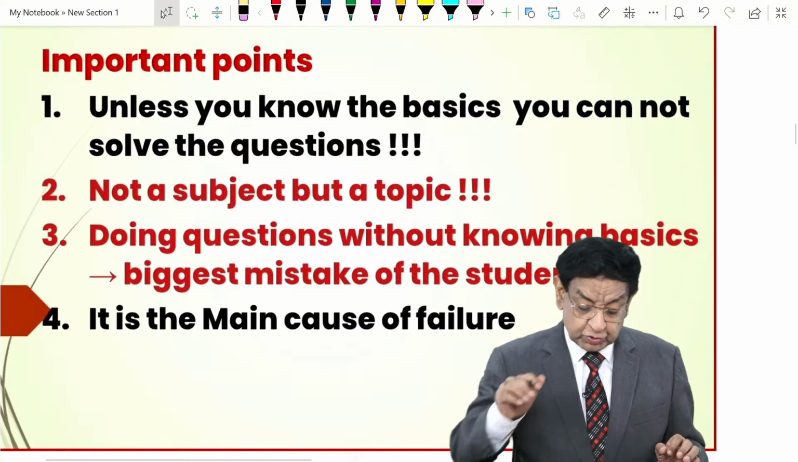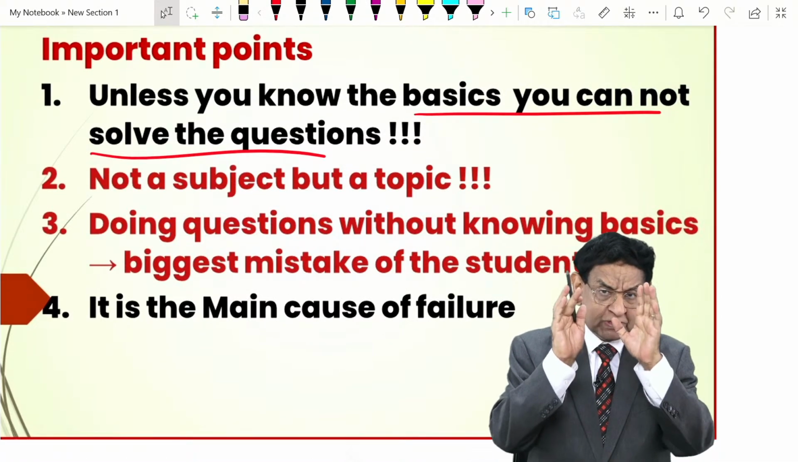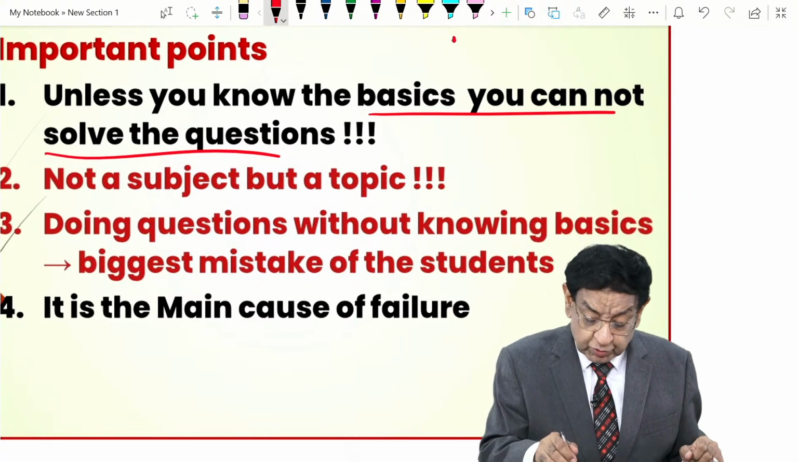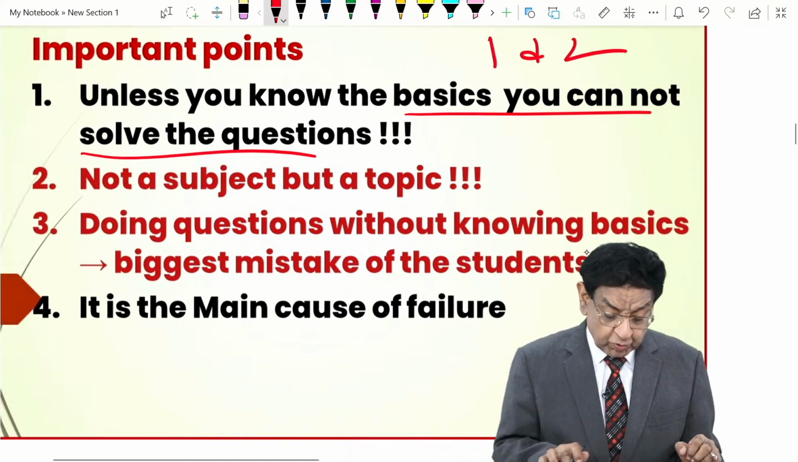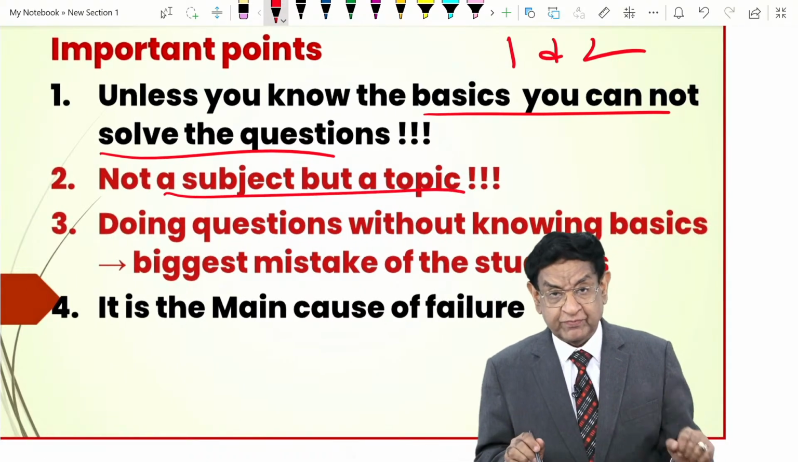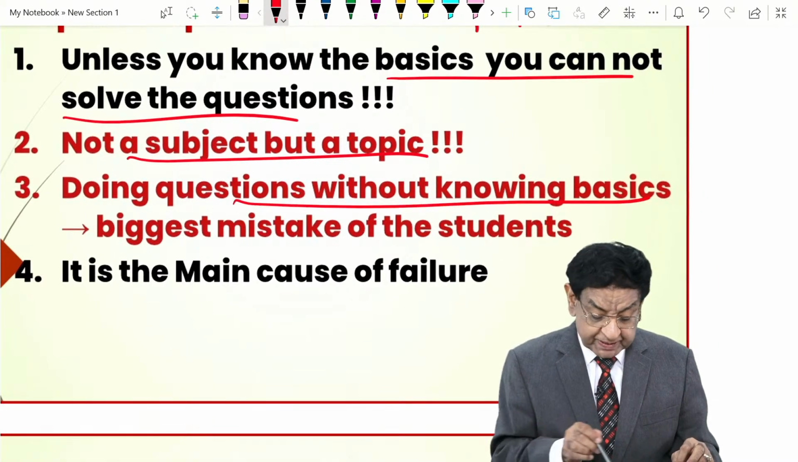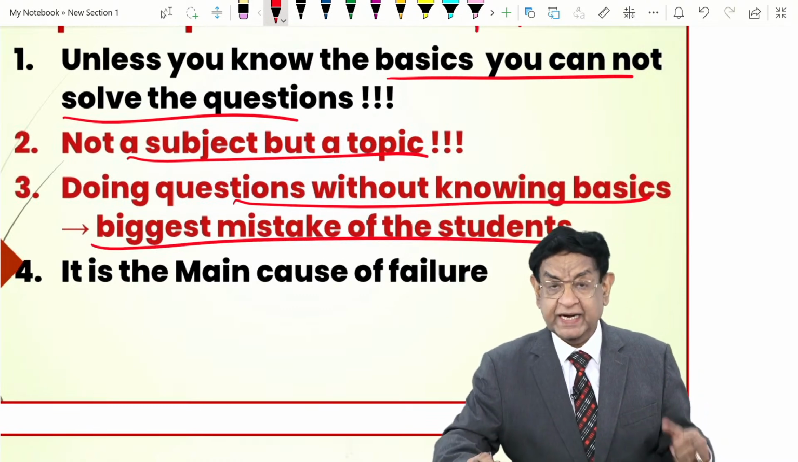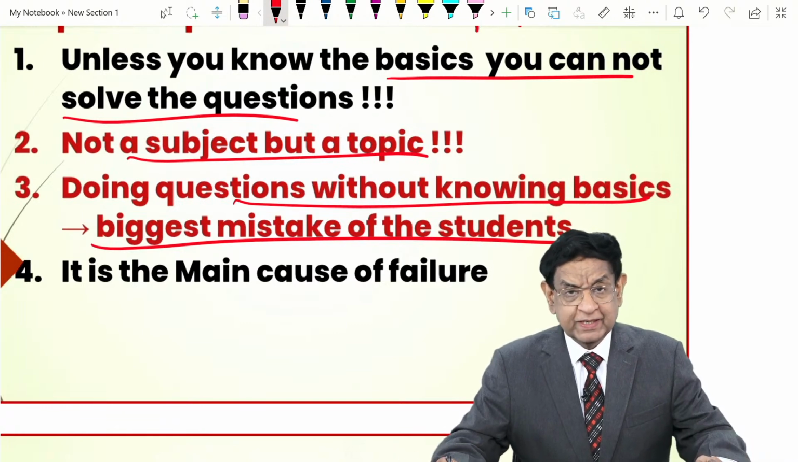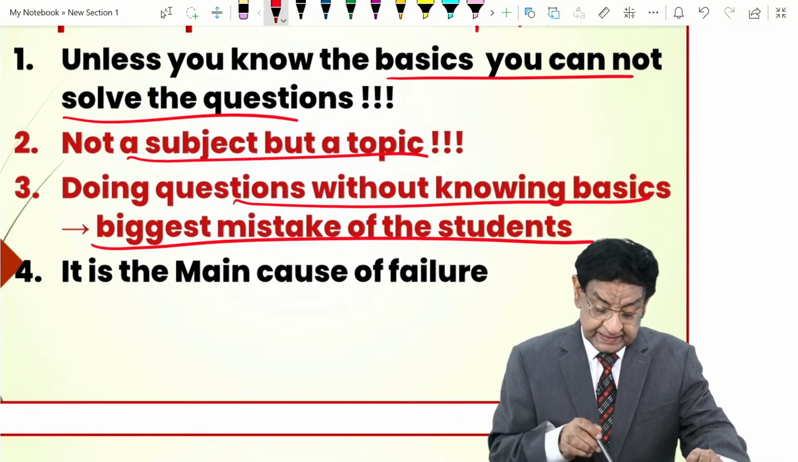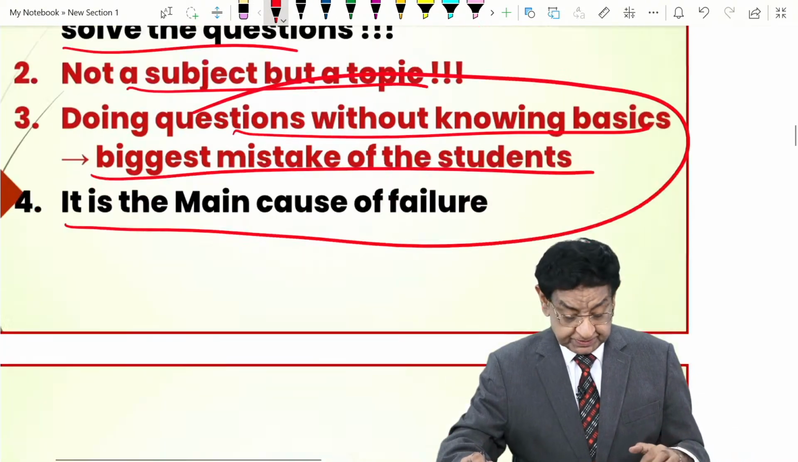Important point: unless you know the basics, you cannot solve the question. So whenever you start preparing for USMLE, prepare Step 1 and 2 together. They don't ask a subject, rather a topic. Doing questions without knowing the basics is the biggest mistake of students. I told you in the previous slide also. Going straight to the question bank when you don't know anything. So the basics should be very strong. That's the main cause of failure: not knowing the basics and going straight to questions.